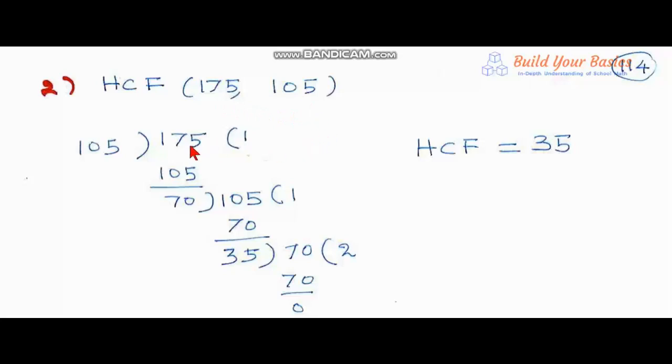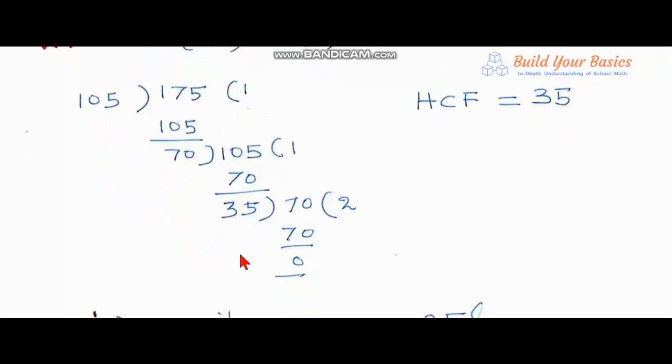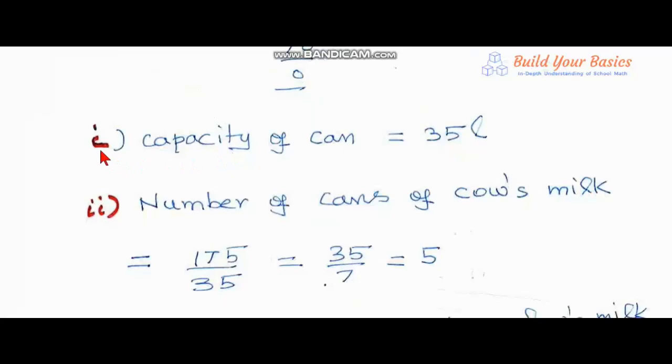Bigger number 175 is divided by the smaller number 105, remainder 70. Now we divide 105 by 70, remainder 35. Divide 70 by 35, the remainder is 0. So the last divisor 35 is the HCF. So subdivision 1, capacity of can is 35 liter.